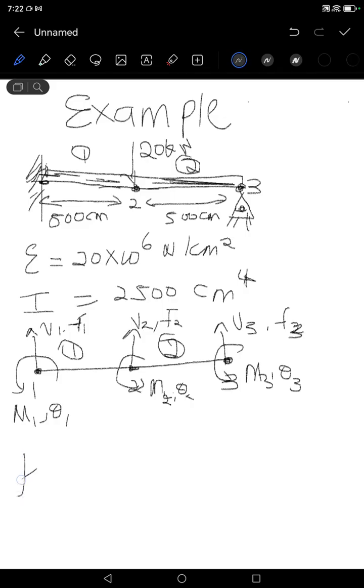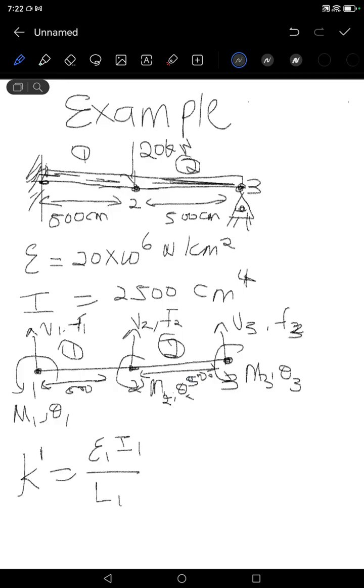So we're going to have the k to the power of 1 to show that we're dealing with the first element. So it's going to be E1, I1 to show we're dealing with the first element, over L1. And remember, from here to here, it's 500. Even from here to here, it's 500.